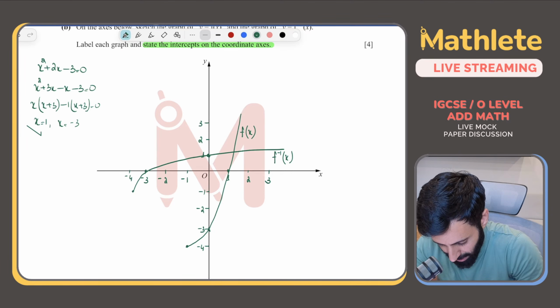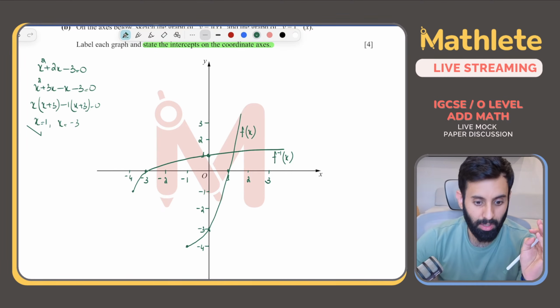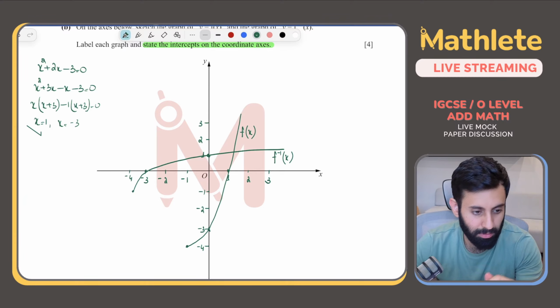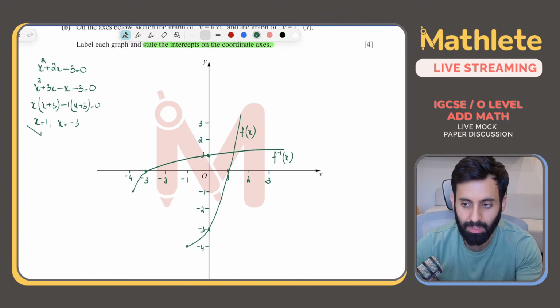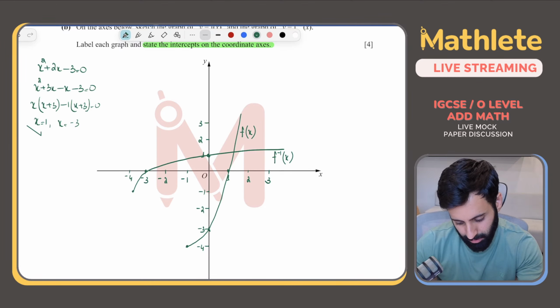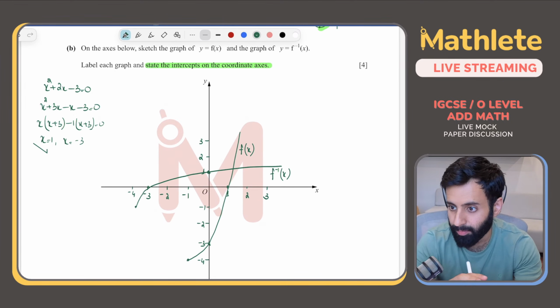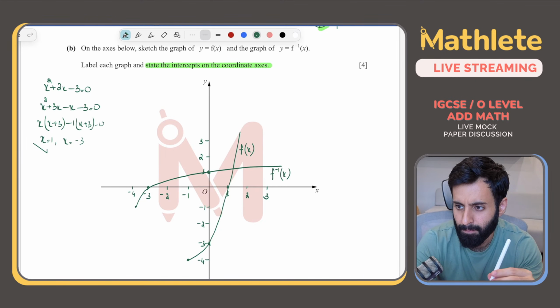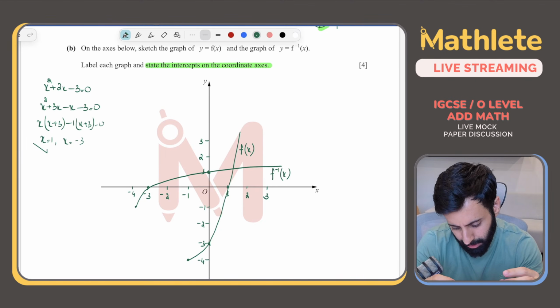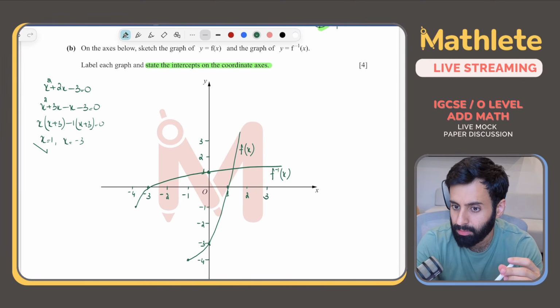Now remember what happens in f and f inverse: the graph is reflected along the line y equals x. Okay, the graph is reflected along the line y equals x. The question says to sketch the graph.